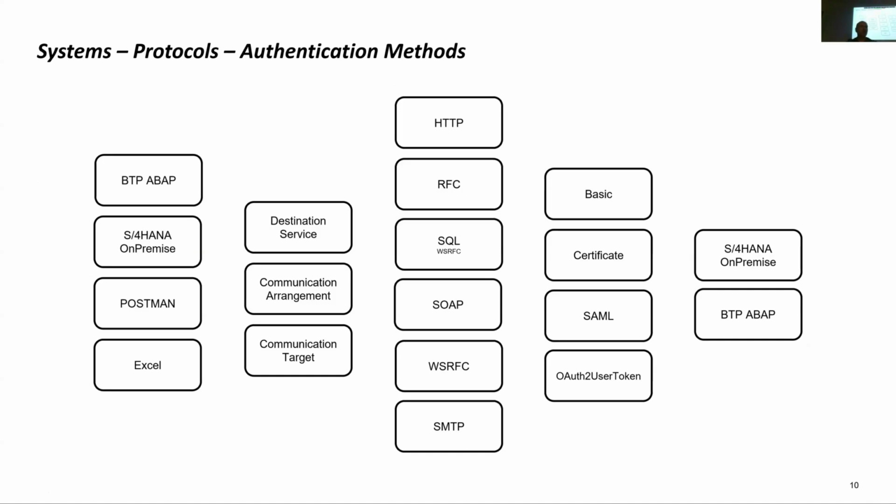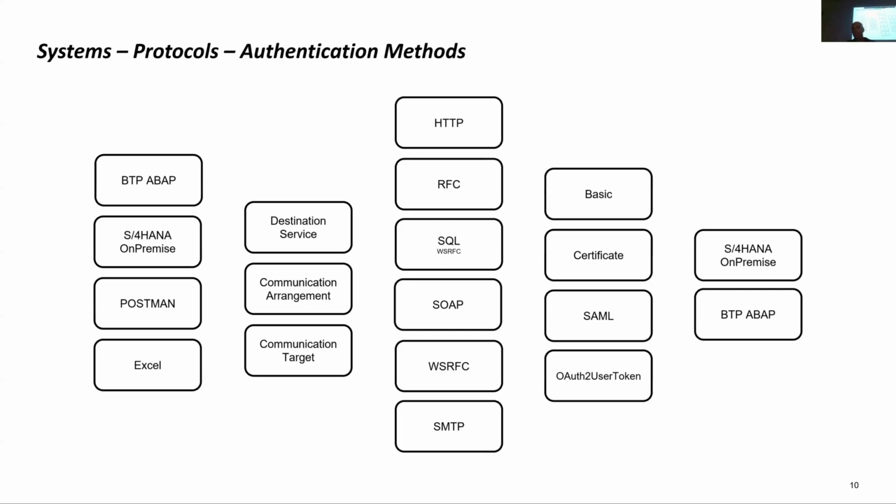Okay, this is the full-blown picture of the scenarios that I prepared. On the left-hand side, we have different clients, so to say, like the Steampunk system, the BTP ABAP environment, an on-premise system. For the first demo in a sec, I'm using Postman as a client, and it's also possible that you use an Excel as a client using ODBC connecting to an SQL service on the Steampunk system. Then in between, we have the so-called destination service that we also use here in Postman. Of course, you can also use a communication arrangement or communication target on the Steampunk side. Then having different protocols, like HTTP, RFC, SQL.